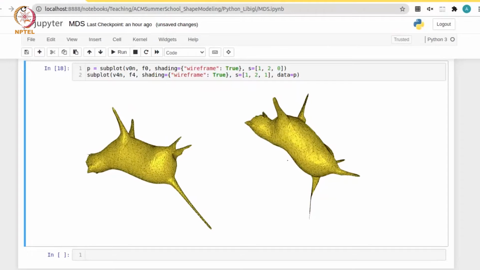I hope you can finish the implementation of rigid ICP and the SVD based MDS. I'm available here for doubts. I would be happy if somebody is able to implement it, maybe share your results. Any questions that you have, I'm willing to answer.